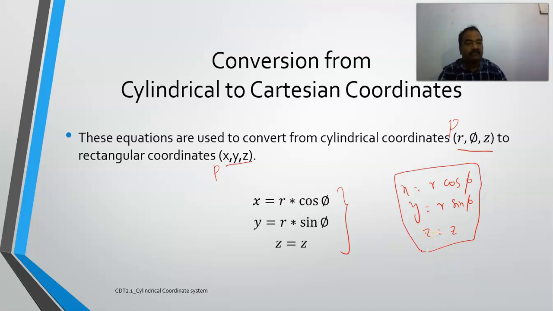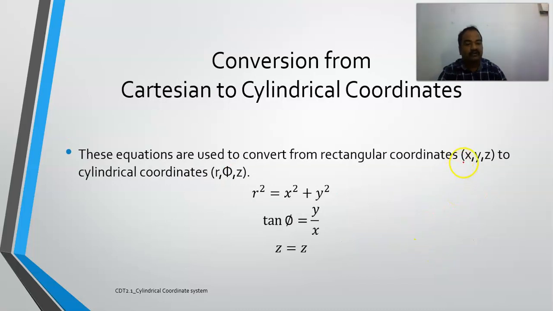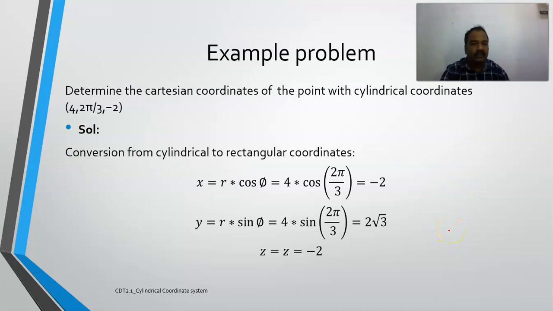And similarly, if you have rectangular coordinates, P in rectangular coordinates, and you want to convert it into cylindrical coordinates, then you are supposed to employ this formula. r is equal to the square root of x square plus y square. Phi is equal to tan inverse of y by x, and the last one is that z remains the same in both. Now we will apply these particular formulae.